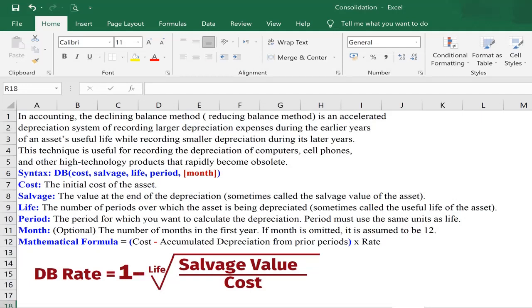In this lesson we are going to learn financial function DB. DB stands for declining balance, and this function is used to calculate the depreciation under declining balance method.